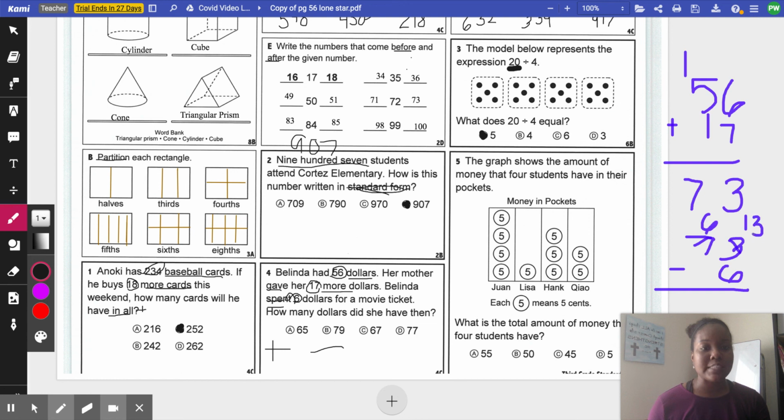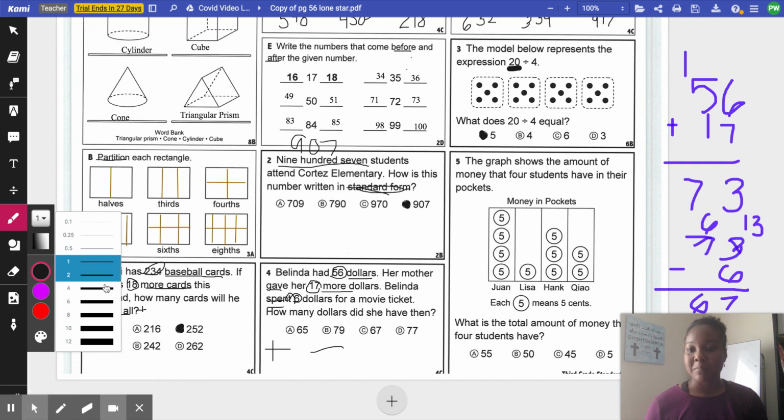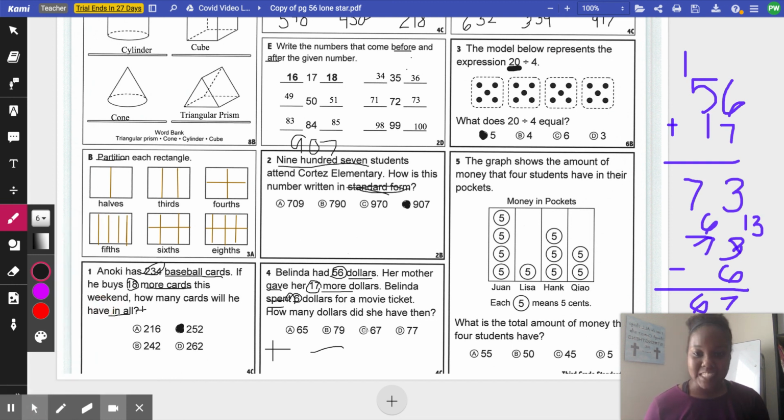Go next door. Get 10 more. 13, take away 6, gives me 7. And 6 take away nothing, leaves me with 6. So the difference is 67. That is how much money she has left. Gotta make sure I change all my settings. $67. Gotta make sure I say dollars. My kids know if you don't tell me the label, I'll think it's puppies because I love puppies.